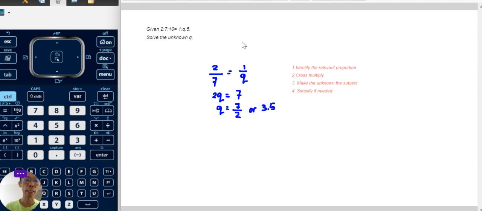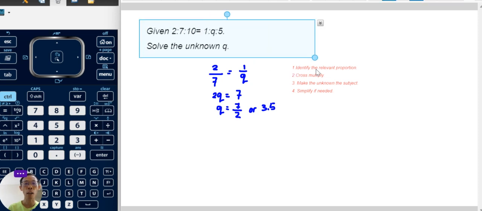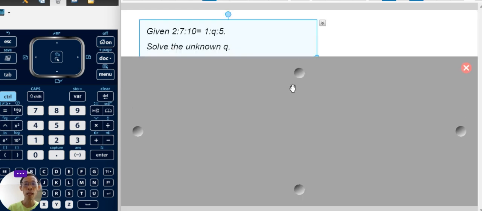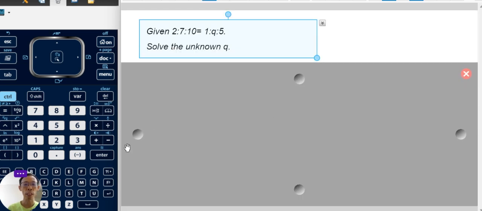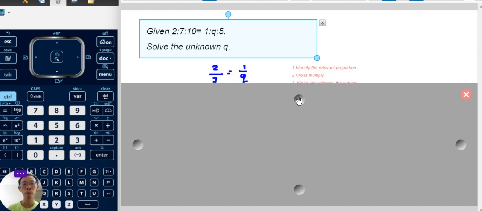So you might have a question like this: given 2 to 7 to 10 is equal to 1 to q to 5. I'll make it a bit larger for you to see. Right. And you need to solve for the unknown q. So the first step that you do could be this.